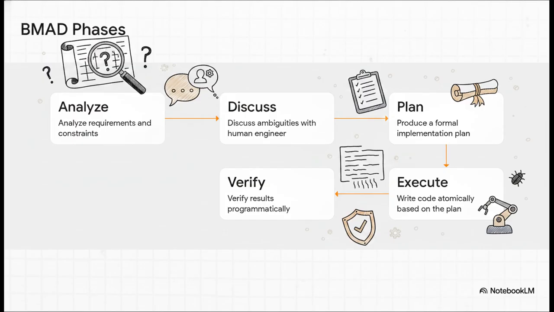Second, discuss ambiguities with you, the human. Third, plan formally. Fourth, execute atomically based only on that specific plan. And fifth, verify. By putting a hard wall between the planning phase and the execution phase, this methodology entirely eliminates the AI cowboy coding problem.